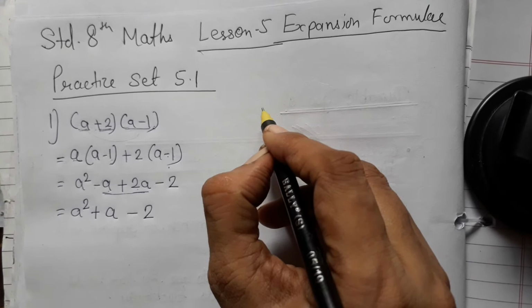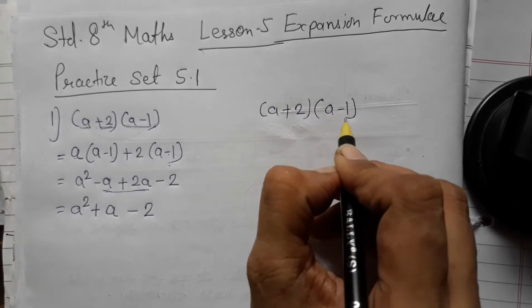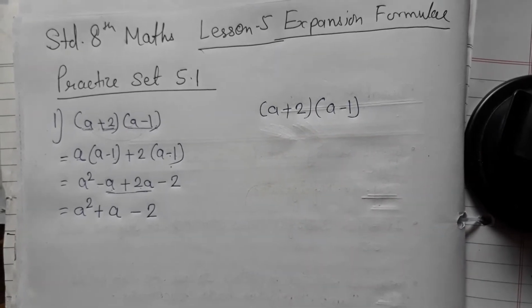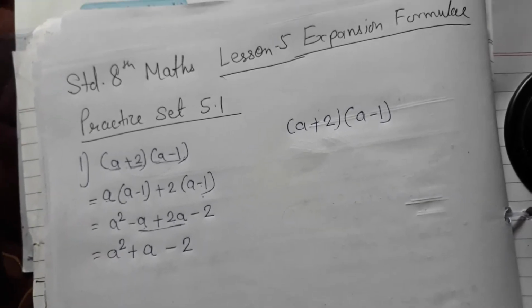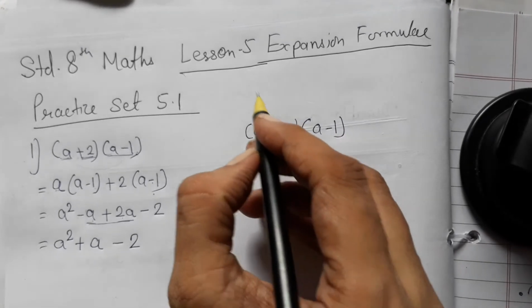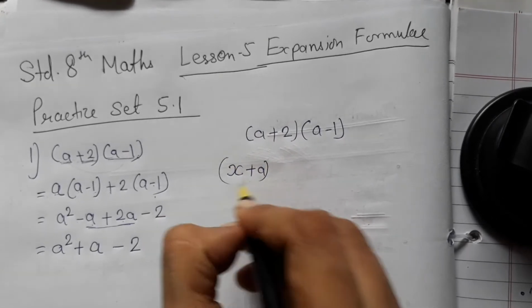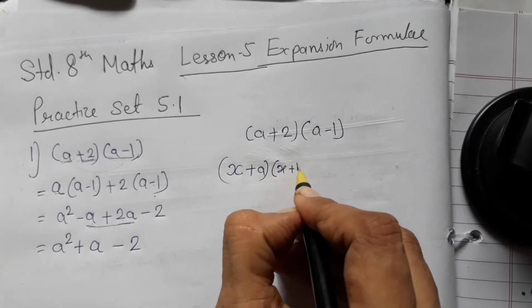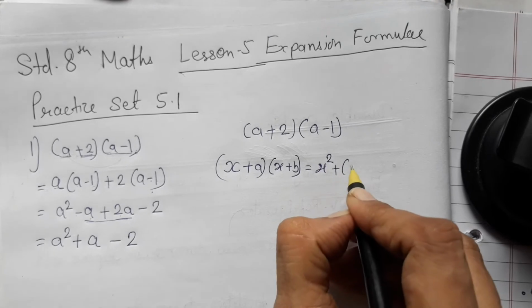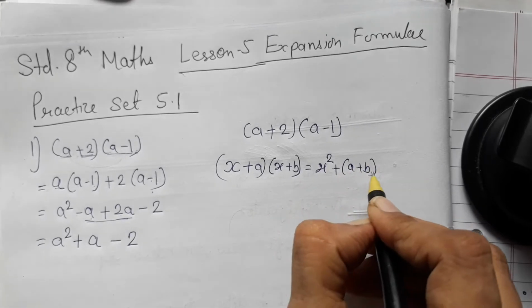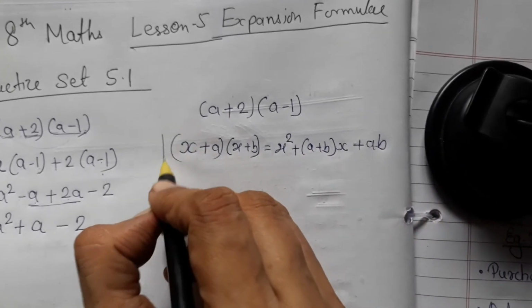Let me take the formula here. With the formula I will solve it and I'll show you. The formula is (x + a)(x + b) = x² + (a + b)x + ab. Children, this is the formula.